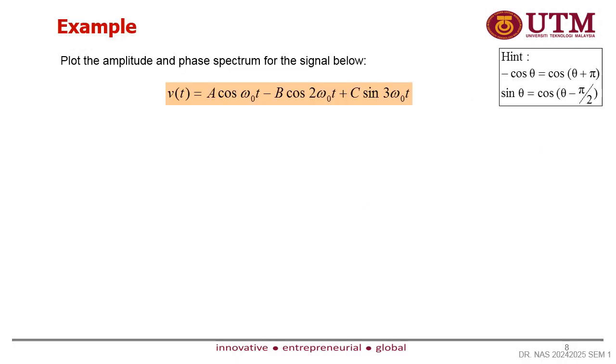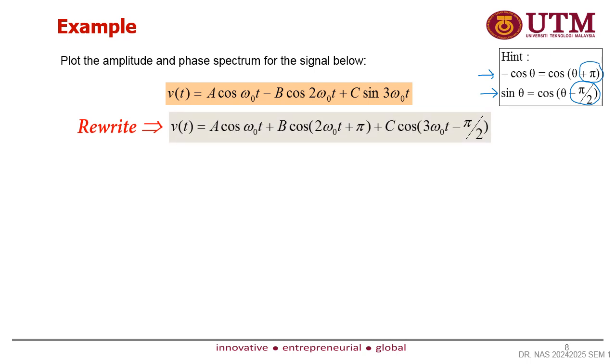Okay, let's look at this example. Plot the amplitude and phase spectrum for the given signal. The first step is to rewrite the equation. There's a hint on the right-hand side. When you have negative cos, you can convert it into positive cos by having a positive pi phase shift. If you have a sine function, you can convert it into cos by having a negative pi over 2 phase shift. Okay, so rewrite the equation.